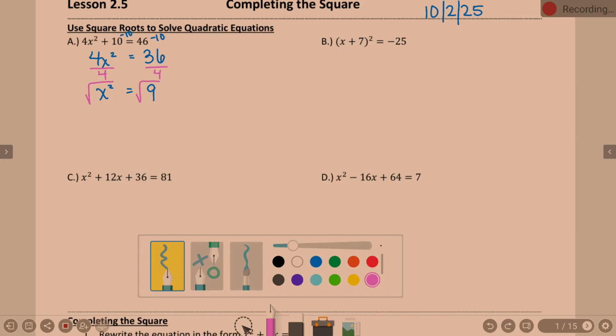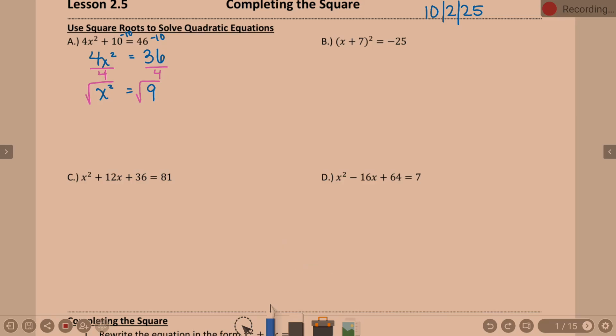Now, the key is, can you get this right? The square root of x squared is x. What about this right-hand side? Square root of 9? 3. Do we need to say plus or minus? We do. You will hear me say often throughout this school year, in an equation setting, when you take the square root, we have to consider both the positive and negative solutions.